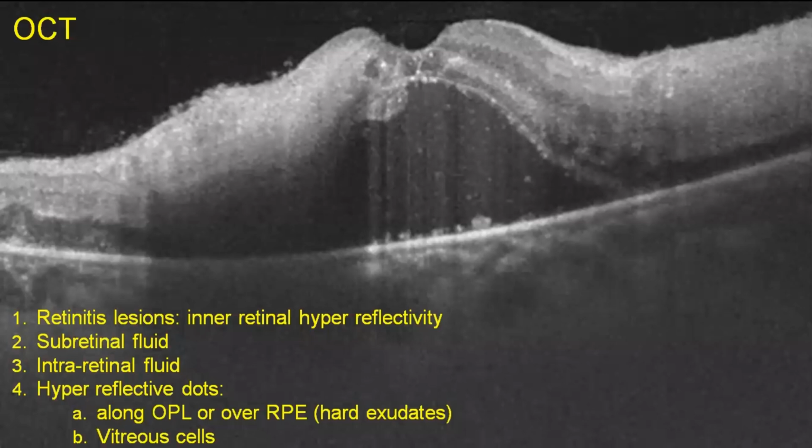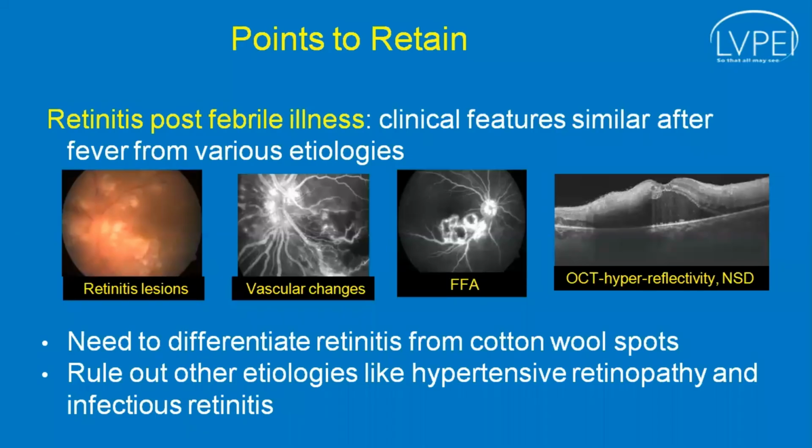Now I would like to focus your attention on this optical coherence tomography of the patient, in which we can see hyperreflective dots in the vitreous, which are suggestive of vitritis. Retinitis patches typically present as hyperreflective areas with backshadowing and distortion of inner retinal layers. There can be intraretinal fluid or subretinal fluid causing neurosensory detachment at the macula. Hyperreflective dots along the RPE or outer plexiform layer, suggestive of hard exudates, may be seen.